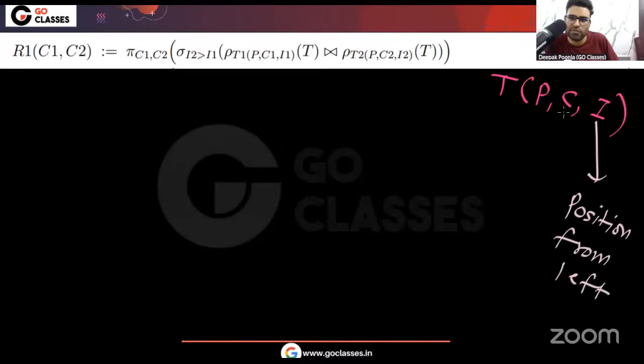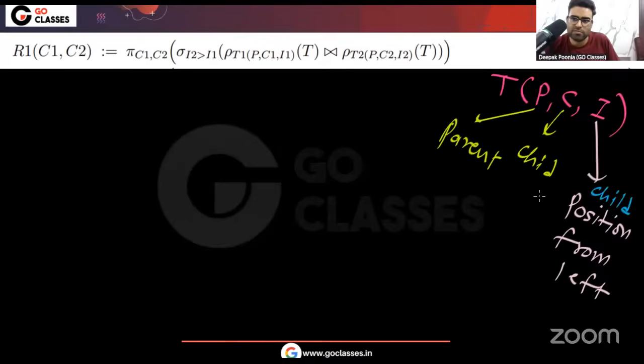Child position from left. This C means child. This P means parent. Okay, so very simple. Child position from left. Now here you can notice what we are doing. We are doing the natural join of this table, which we are taking two times. You can see renaming we are doing: renaming of the table, and the renaming of some attributes also.